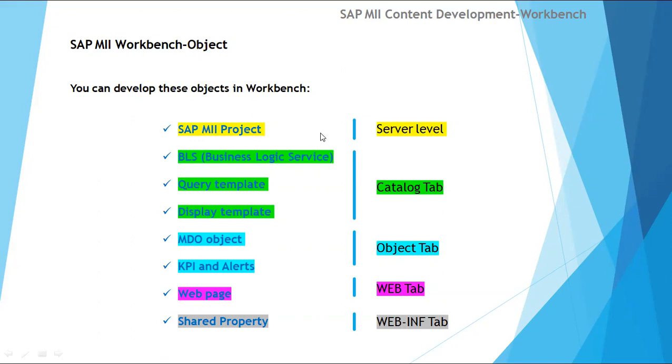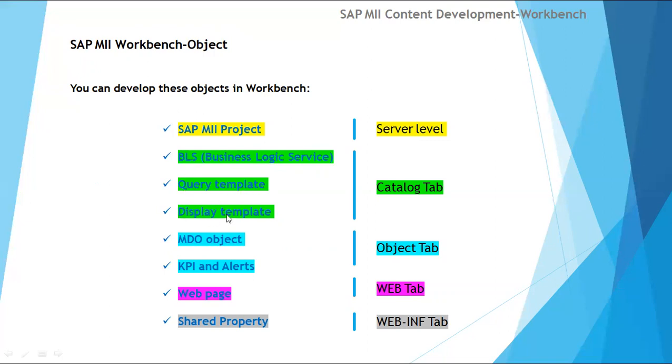The SAP MII project is the first object that needs to be created in SAP MII Workbench. Without creating a SAP MII project, you cannot create any object in SAP MII. So the project is a server level object. Whenever I say a server level object, it means you can create a project inside a SAP MII server.